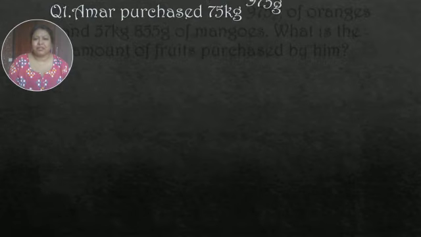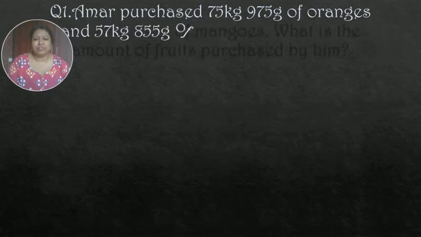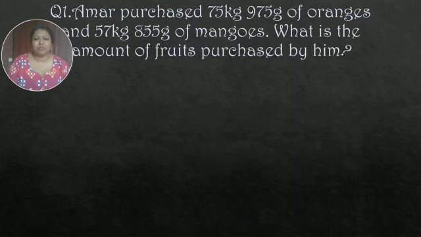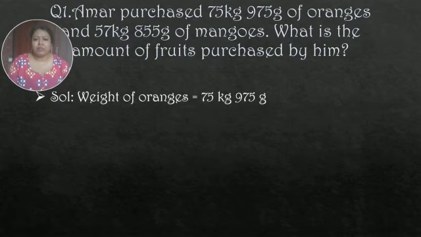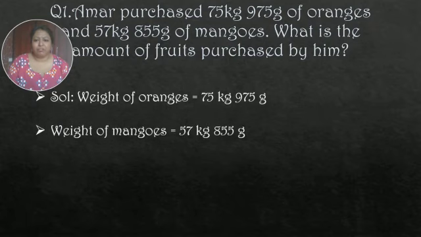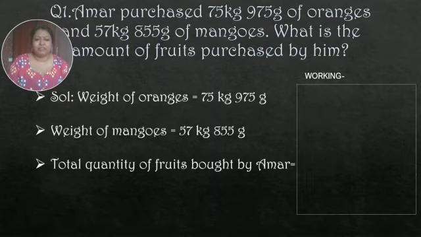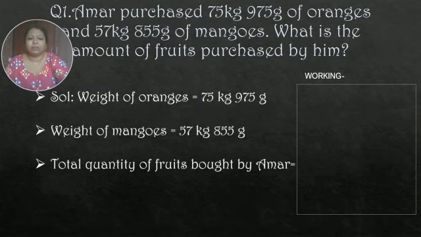Our first question is, Amar purchased 75 kg 975 gram of oranges and 57 kg 855 grams of mangoes. What is the amount of fruits purchased by him? So let's see the solution. We will write weight of oranges 75 kg 975 grams, weight of mangoes 57 kg 855 grams, and we need to find out the total quantity of fruits bought by Amar. So let's see how to do the working in this particular problem, okay children?